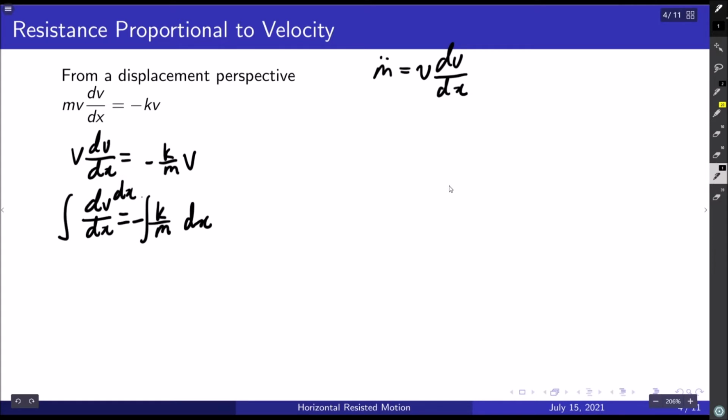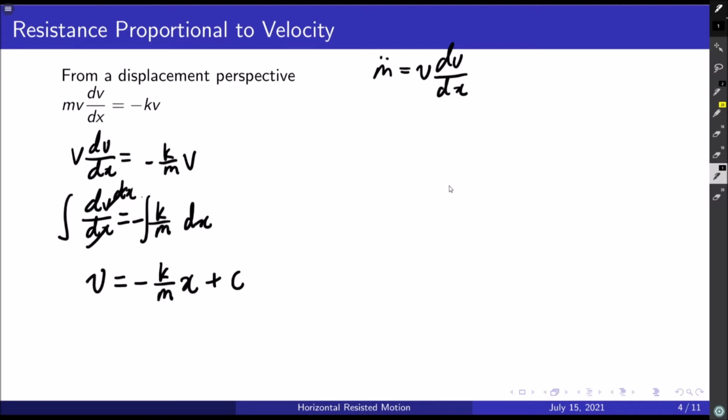So we just end up with things canceling out, so we end up with v equals negative k over m x plus c. Okay. This is pretty straightforward. Now here, let's find what c is.